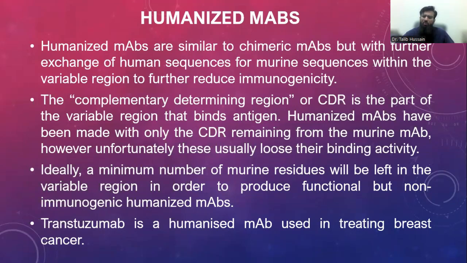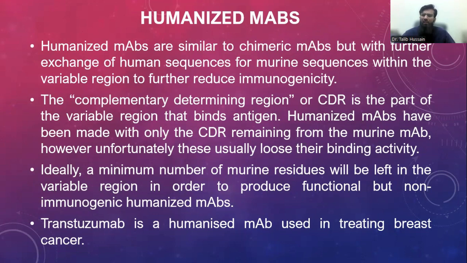But there is a major problem with this humanized MAB. A humanized MAB containing only a CDR, a complementary determining region from murine ABs, can lose its specificity, because the human framework has the ability to reject those CDRs. It cannot bind to the antigen then. So specificity can be lost, binding activity can be lost. A lost binding activity will result in a failure of the humanized MABs.